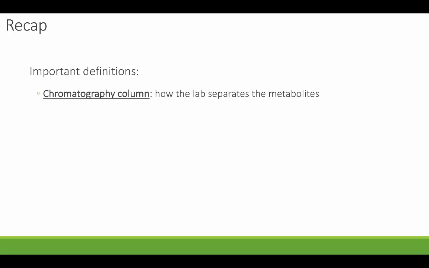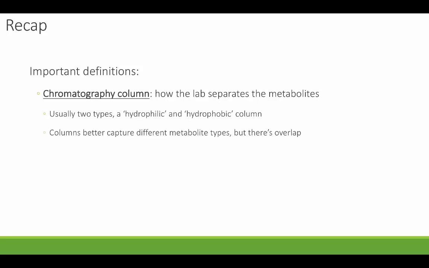The next important concept is what's known as the chromatography column. This is just a method for how the lab separates out your metabolites. Usually labs use two different types, usually a hydrophilic and a hydrophobic column. There are two types that are used because these columns can better capture different metabolite types. So by using both, you get a really broad coverage, but again, there's overlap in the metabolites that are detected.